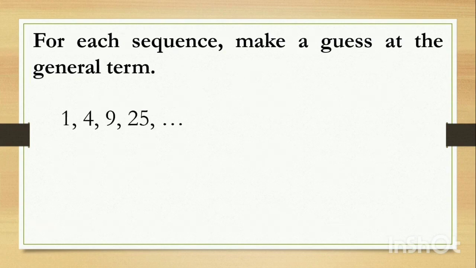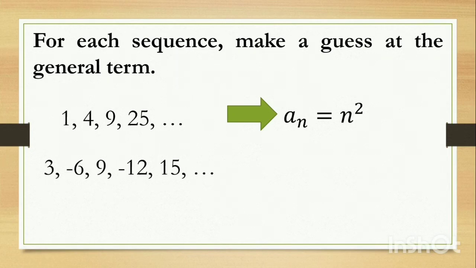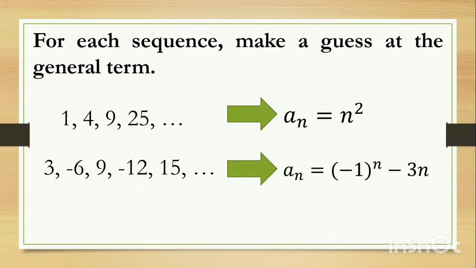Next, I have 1, 4, 9, and 25. So, the general term is, what are these numbers? These are all perfect squares. So, therefore, our general term is a sub n is equal to n raised to 2. Next, I have 3, negative 6, 9, negative 12, and 15. What is the general term? So, nag-alternate na naman siya. So, we will be using negative 1 raised to n minus 3n.